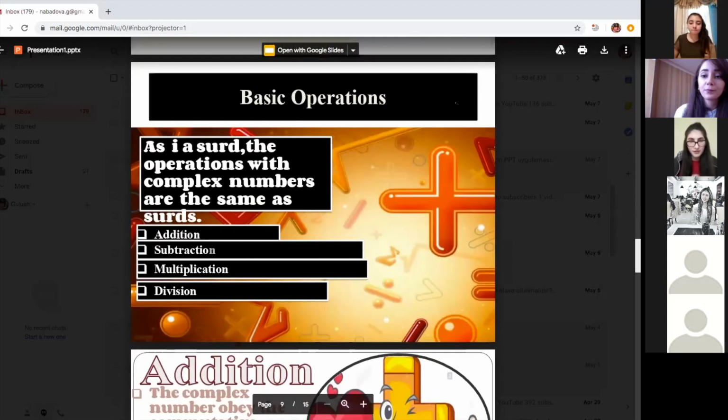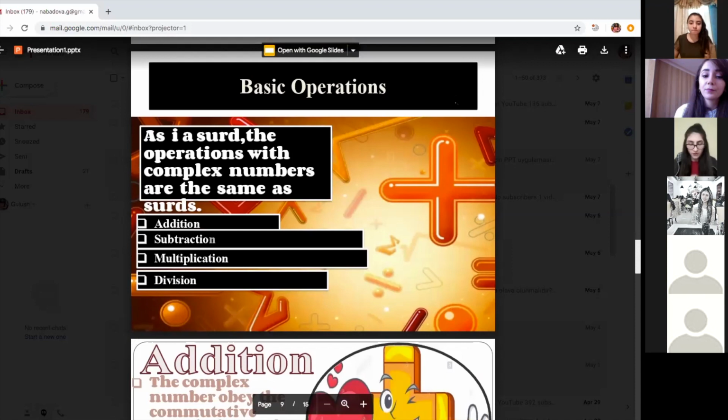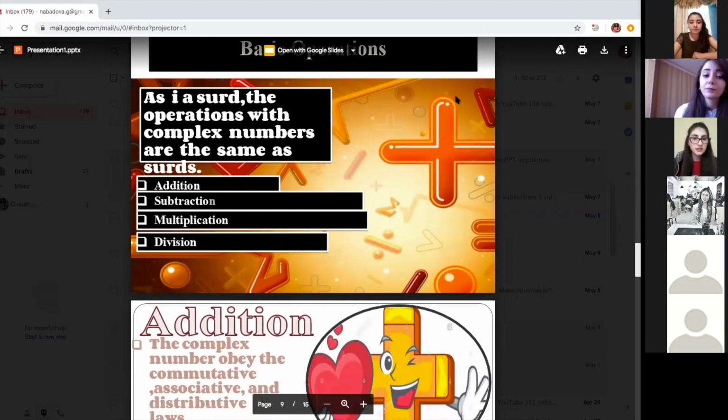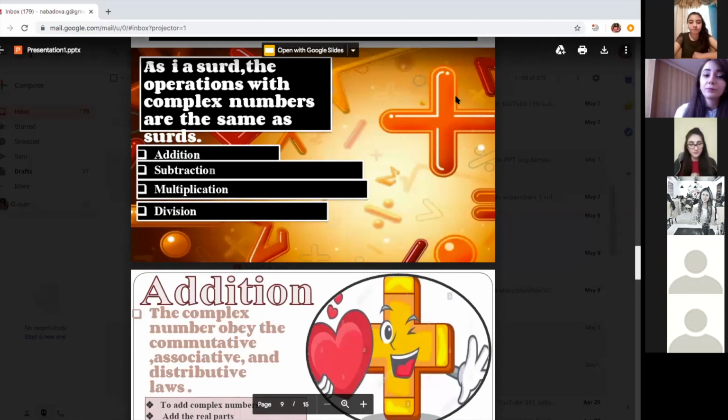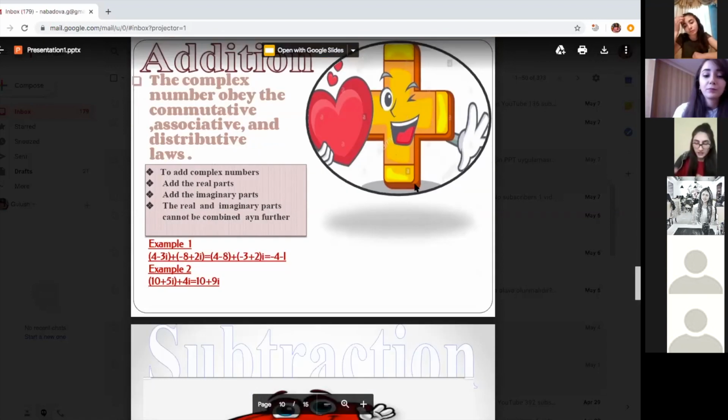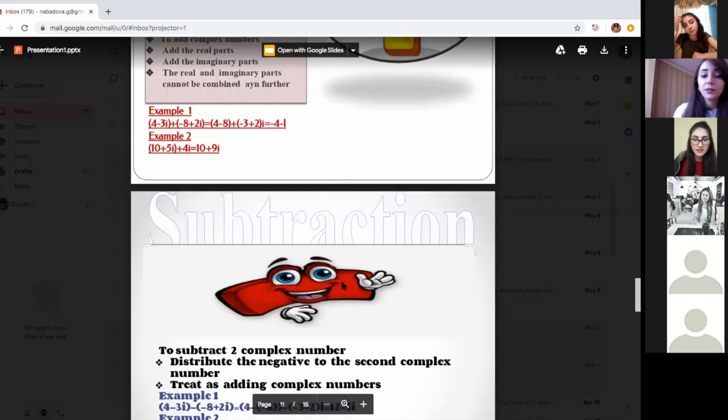As a third, the operation of numbers are the same sorts. Here we are going to speak about addition, subtraction, multiplication, and division. Let's start to speak about addition. To add numbers, first add real parts and then imaginary parts. They cannot be combined any further. Just add the real parts and then that's all. Nermin, the next.